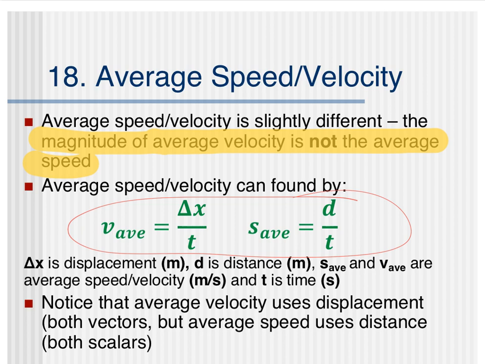One other thing to take notice of here is that average velocity is a vector, and average velocity uses displacement to calculate it. Displacement is also a vector. That's not a coincidence. They go together. Average speed, on the other hand, which is a scalar, uses distance, which is also a scalar, when we're calculating it.